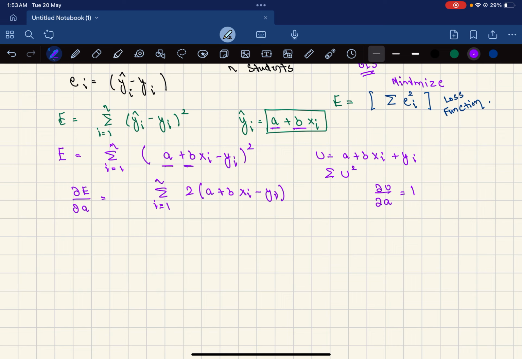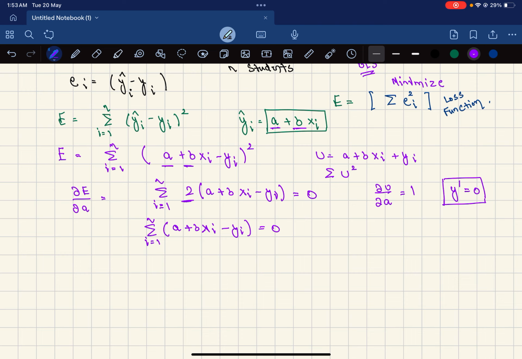There is no 2 here, since the derivative of u square is 2u, and we equate this to 0. So if you remember the first derivative test, to get the critical value, we equate the first derivative to 0. Now 2 is a constant. Since the RHS is 0, we can simply remove 2 here, and we are left with a plus bxi minus yi is equal to 0.